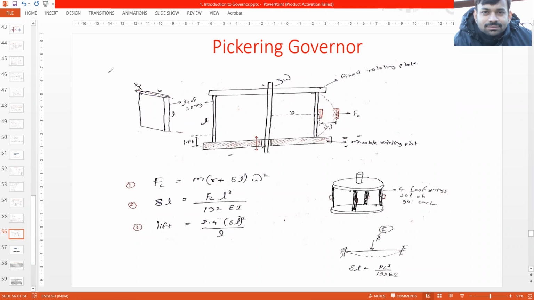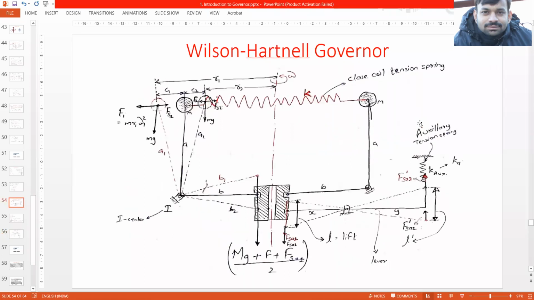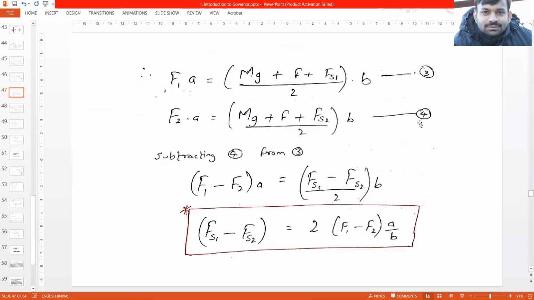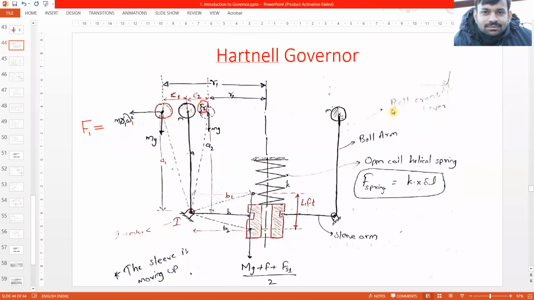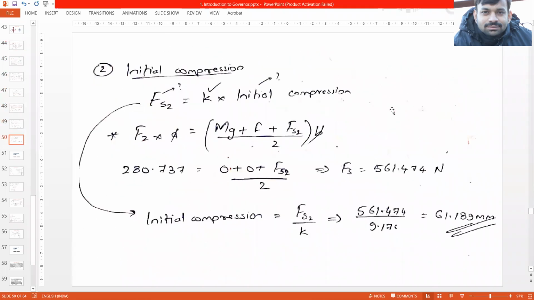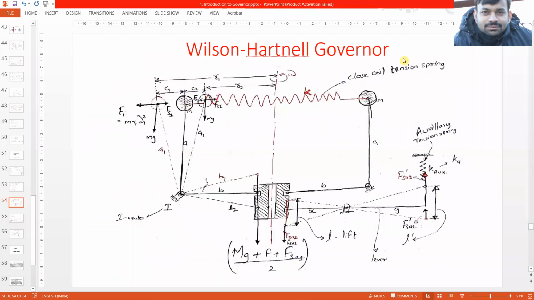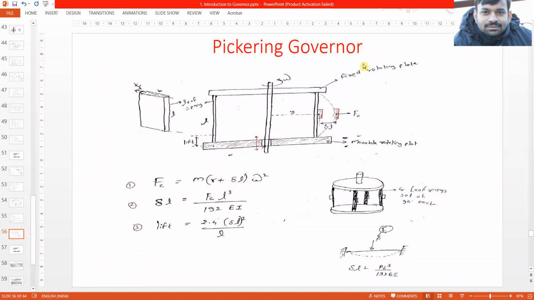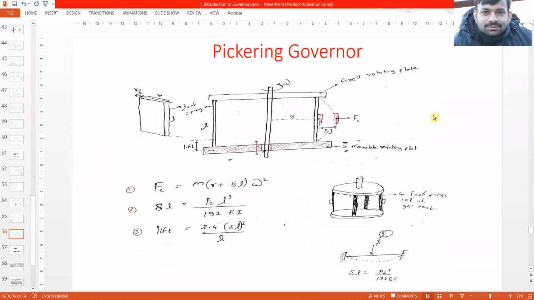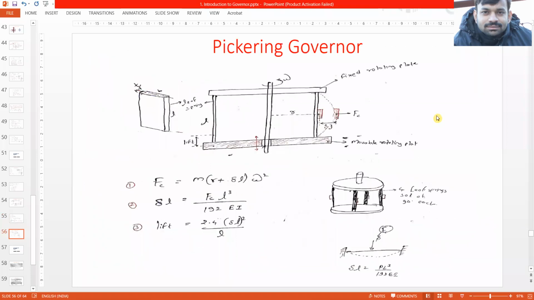So this is all about the spring-loaded governors. I hope you are able to comprehend this and understood how the spring governors work. We discussed 4 types of governor. The first one was the Hartnell Governor, second one was the Hartung Governor, third one was the Wilson-Hartnell Governor, and fourth one was the Pickering Governor. So this is all about the spring-loaded governors.